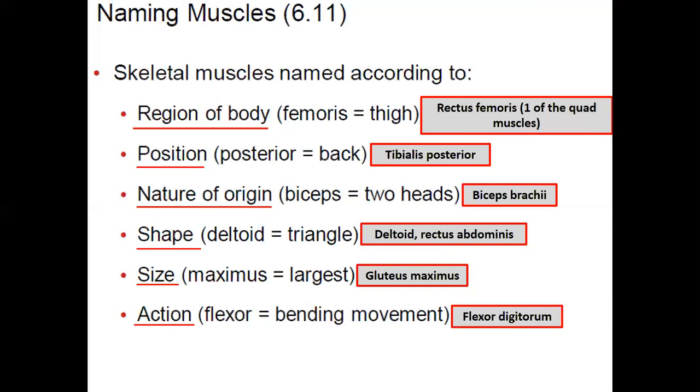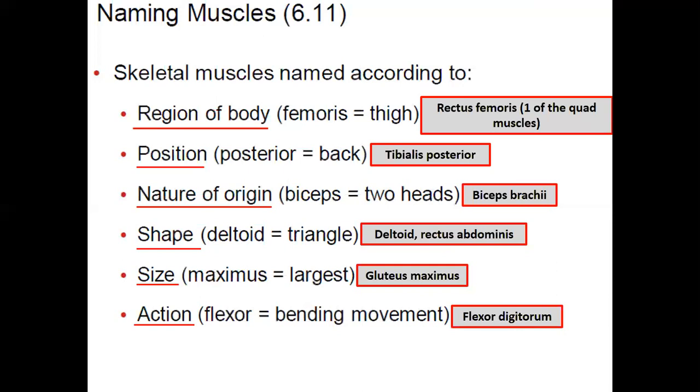The nature of the origin. So how many points of origin, how many points of attachment is this origin? The biceps brachii has 2 origins, so 2 points of attachment at the origin, the non-movable region. The tricep would have 3 points of origin. Some muscles are named based on their shape, like deltoid is a triangle. So the deltoid muscle is the big shoulder muscle. We'll come in and identify later.